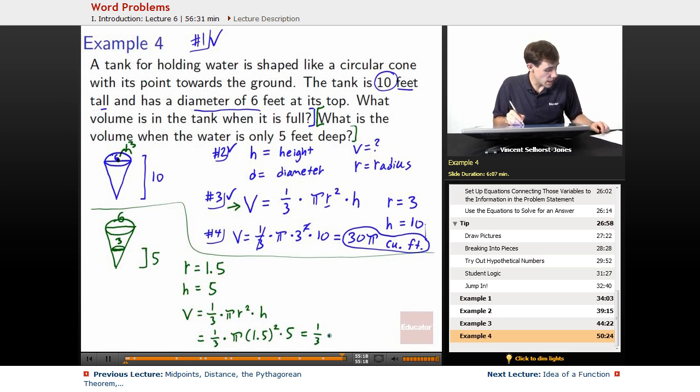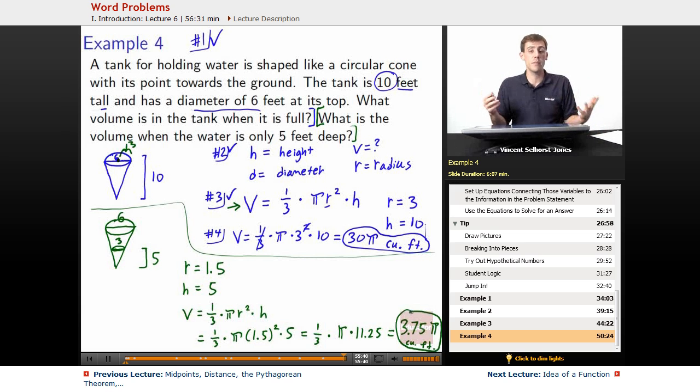1/3 times pi times 11.25 simplifies to 3.75 pi, and it's in cubic feet. And there is our answer. We're basically following the same outline we did before, so we don't have to worry about doing it step by step, because we can just work from our previous idea. We figured out how it was done in the complex way. Now it's just a matter of using new values and making sure that the values we're using are right.